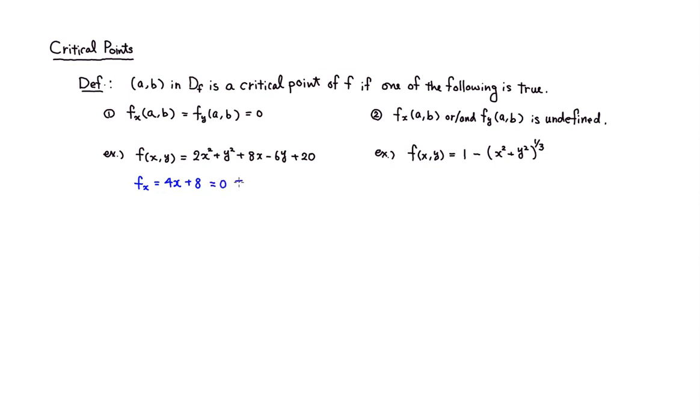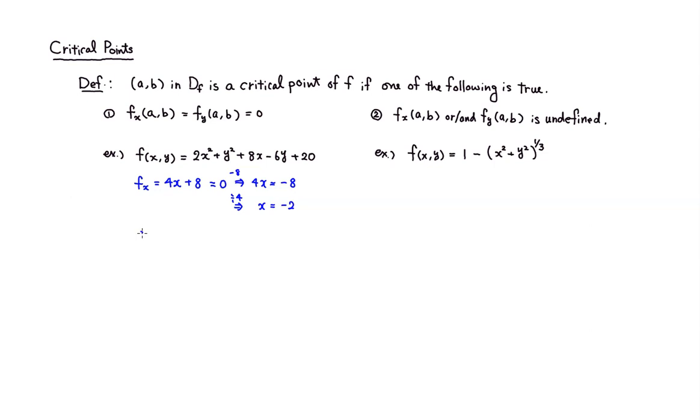And you can see that you can just solve for x. So you subtract 8, and you have 4x = −8. Then we can simply divide through by 4 to get x = −2. So that's the x coordinate.